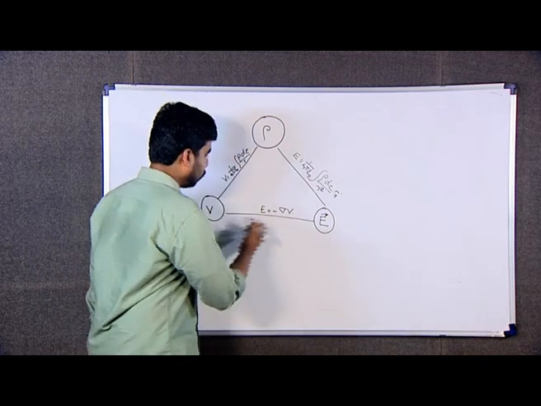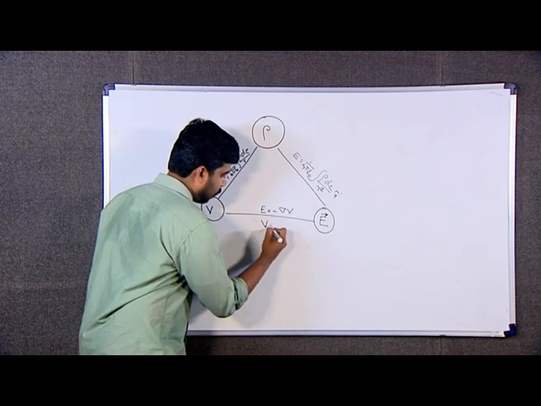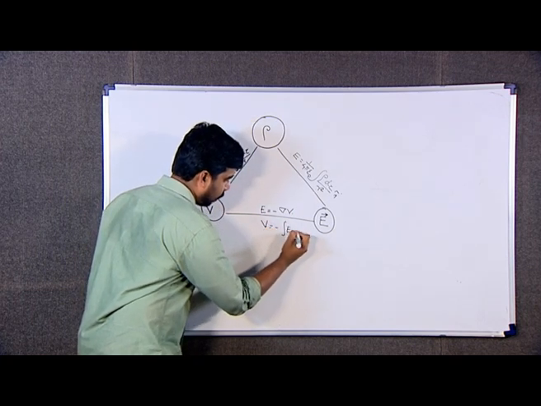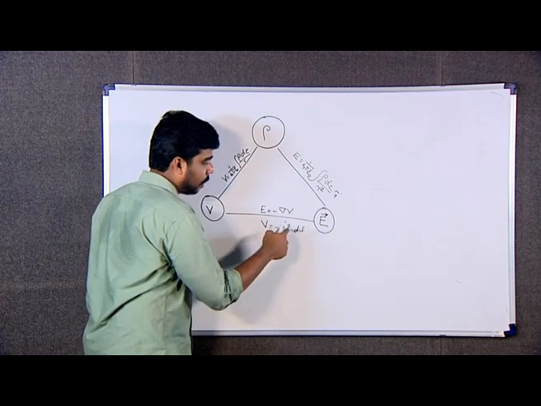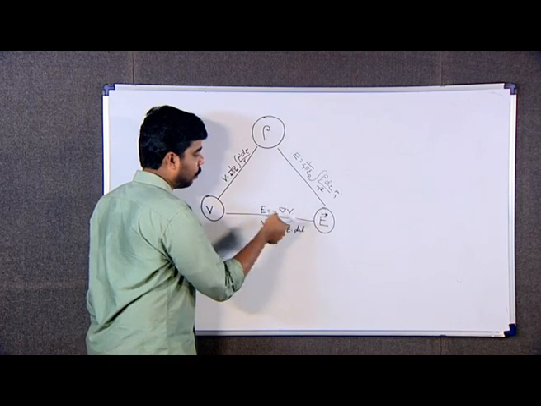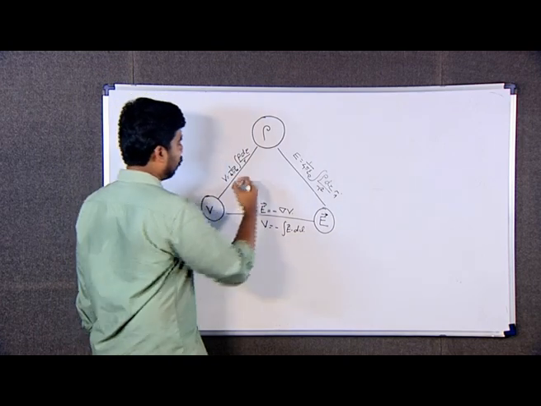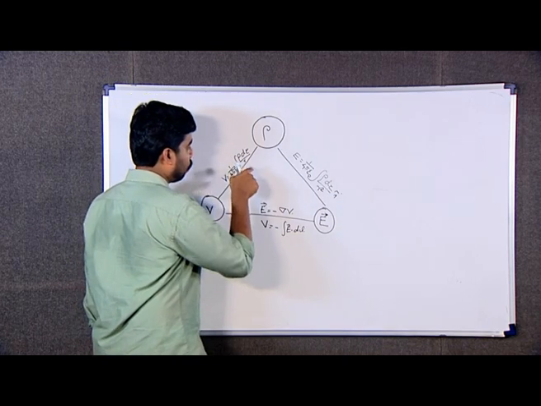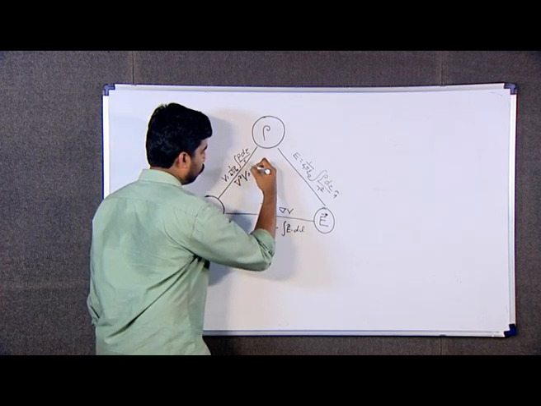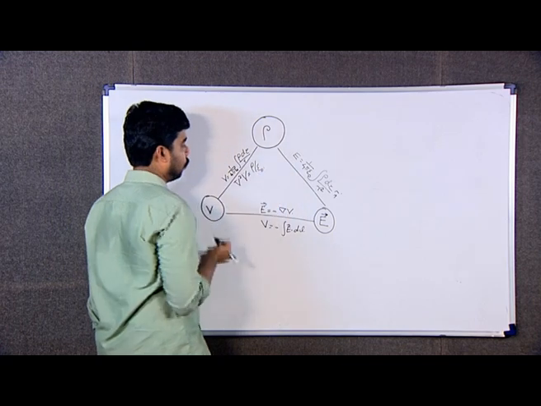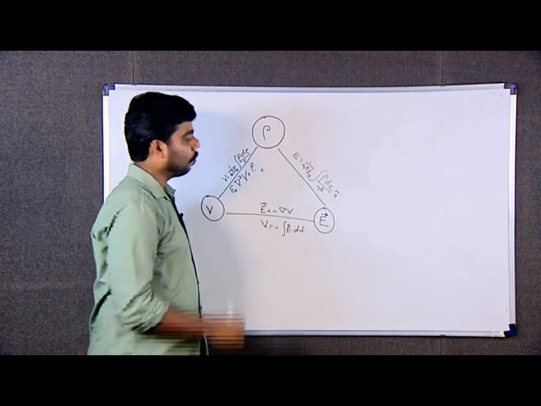And we know that there is another relation between E and V: V is equal to minus integral E dot dl. By this you can find V if you know E, and by the other equation, if you know V you can find E. Similarly, if you know rho, you can find V. You can also find del square of V, which is equal to minus rho by epsilon 0. If you know V, you can find rho, which is equal to minus epsilon 0 del square V.